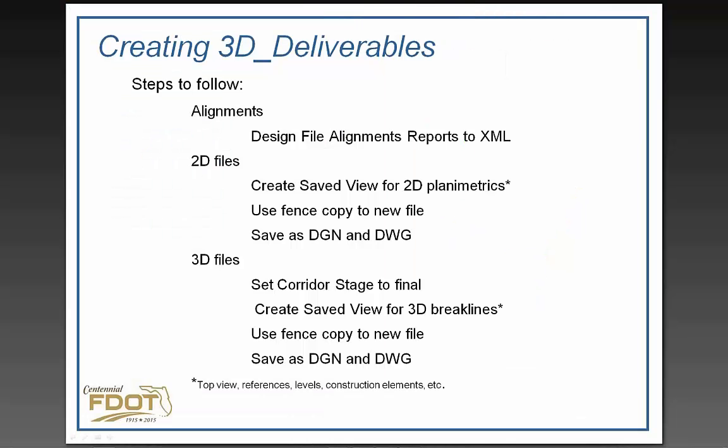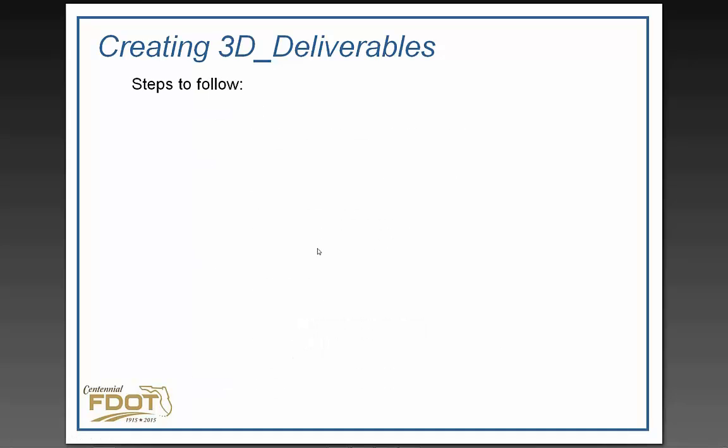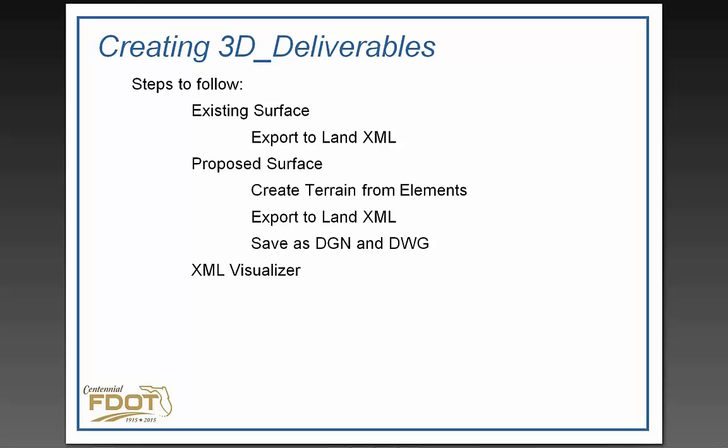All right, so let's look at where we're at here. We've got our alignments in XML. We've got at least our 2D design in a DGN and a DWG. Our 3D break line files now are in a DGN and a DWG. So now we're going to talk about our terrains. And these are your existing surface and your proposed surfaces.